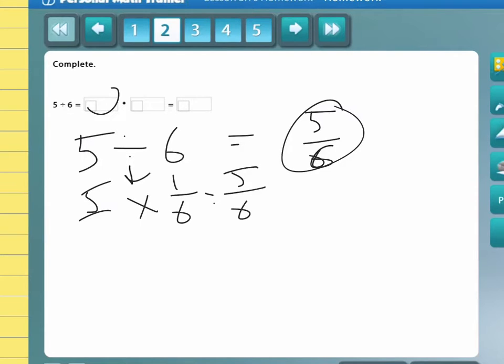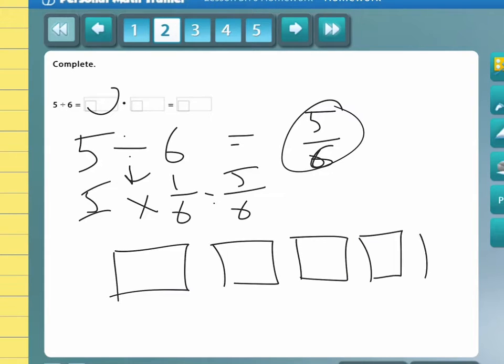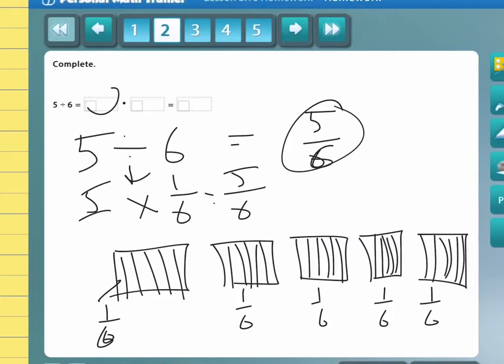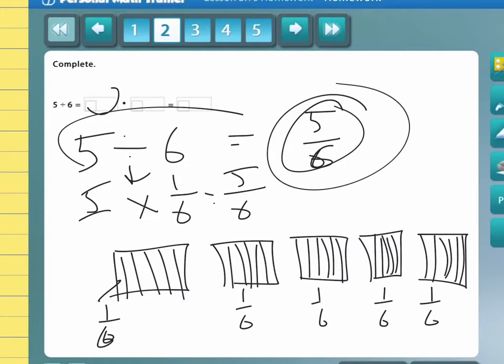If you wanted to do a picture model here, you draw 5 things, and you divide each one into sixths, like that, and like that. Pretend I did that slowly and carefully, and you'd end up with 5 divided by 6. You'd be splitting these. Each person would get 1/6 of each one, and that would be a total of 5/6. So the answer is 5/6. The easiest way is to just do the algorithm, but the picture model definitely helps you understand the problem.